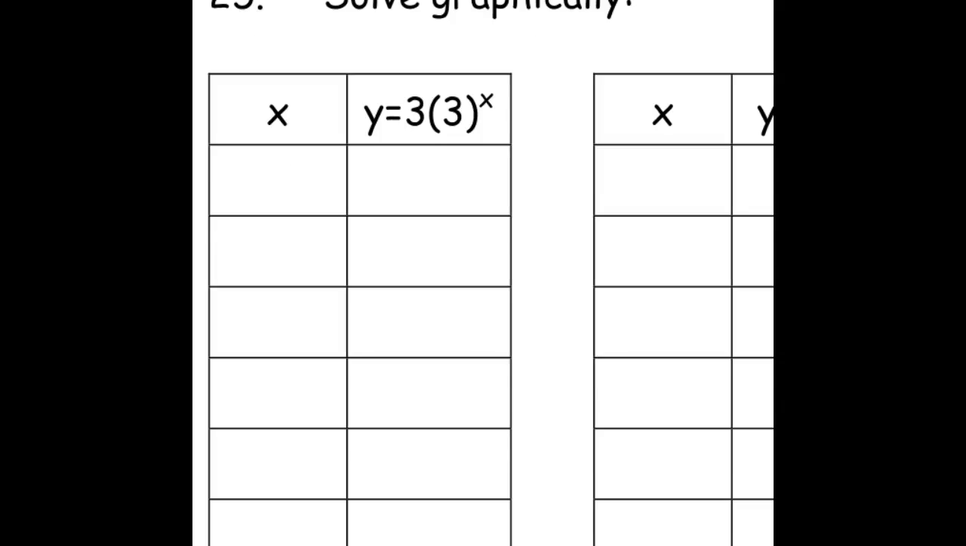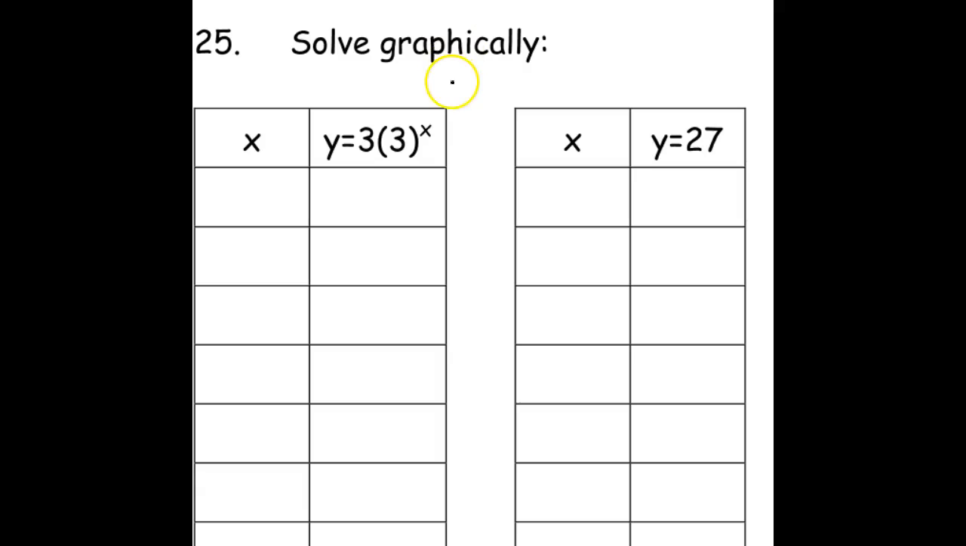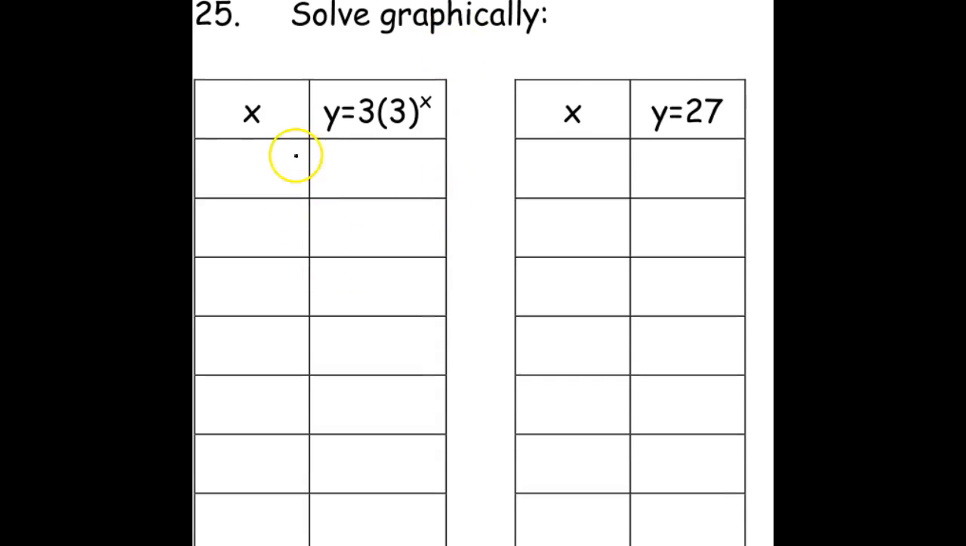Let's go do a little bit of solving here. Okay. Solve graphically. So I want to start with 0 on these and go up. Okay. So just be careful though, because this means right here you have to do the exponent first and then take that answer and multiply it by 3. Okay. Don't multiply the 3 times 3 and then do the exponents. Order of operations. Exponents first, then multiply.